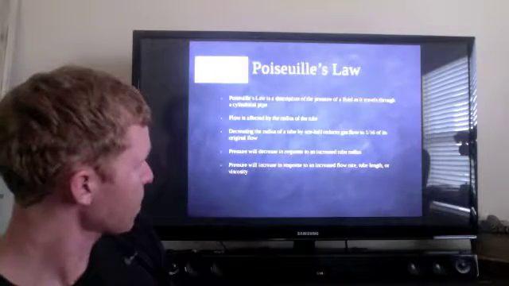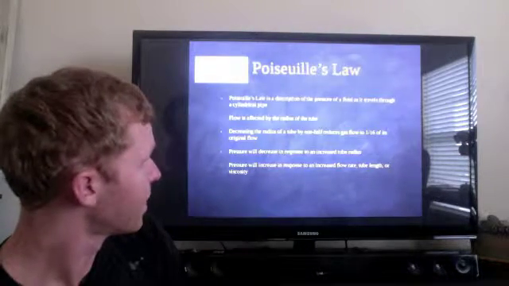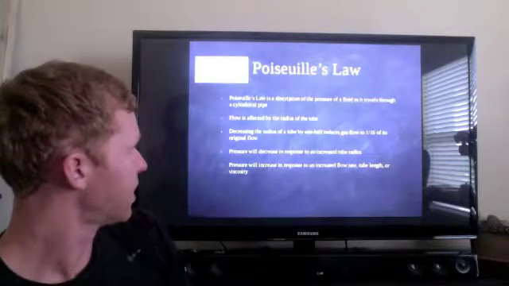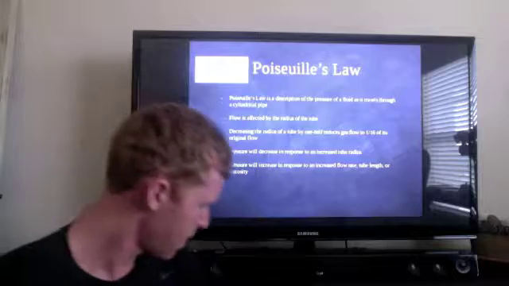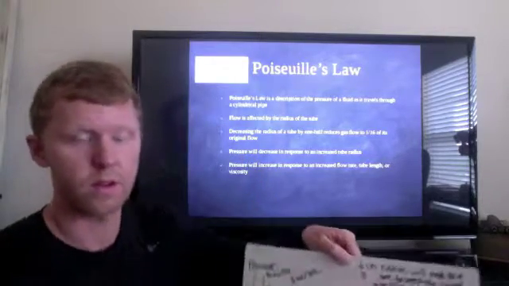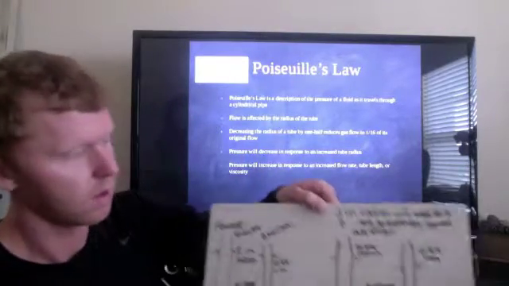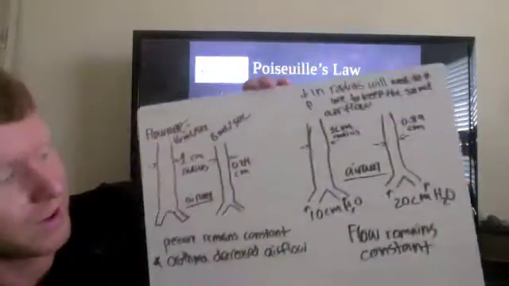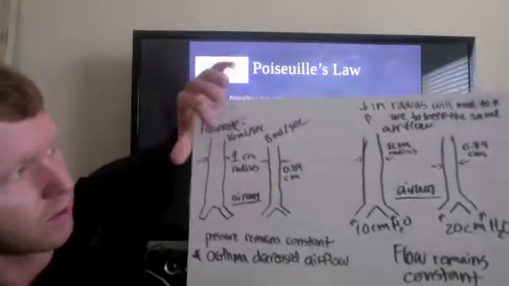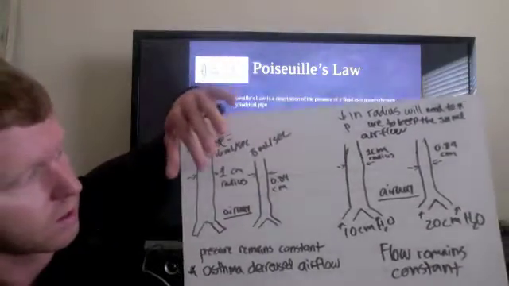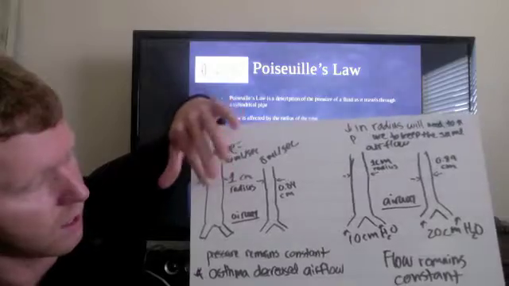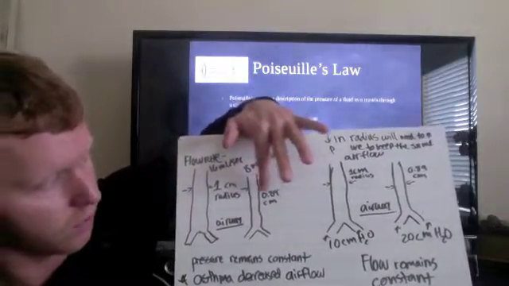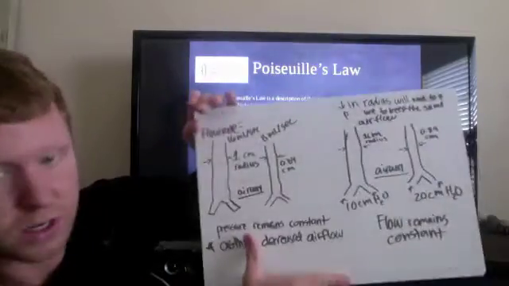So next, we'll talk about Poiseuille's law. It is a description of the pressure of fluid as it travels through a cylindrical pipe. And right here I have, if you can see it, I actually drew airways because we're talking respiratory. So over here, I have flow rate. This is an airway of 1 centimeter, and this is an airway of 0.84 centimeters.